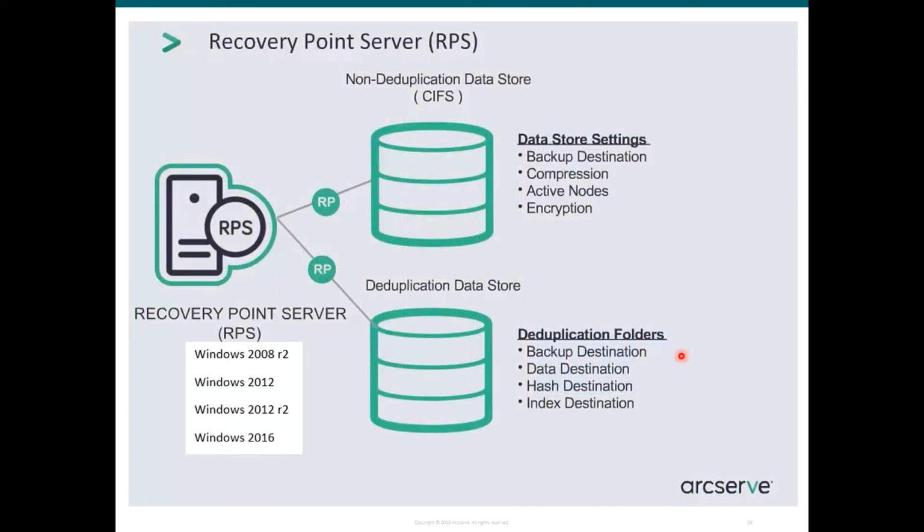As I mentioned, the Arcserve RPS could be in Windows servers. It needs disk being a backup resource. You can have direct attached disk. You can have network attached disk, SAN attached disk. It really all depends on the resources that you're trying to protect.